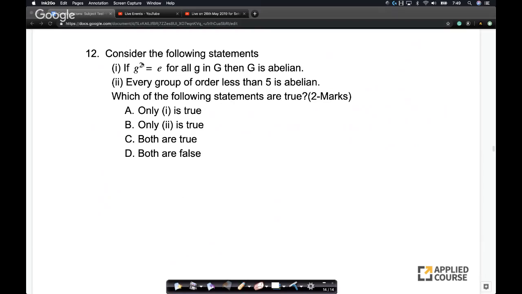So what is the first statement here? If g squared equals E for all g, then G is abelian. We've actually proved this in the course videos, right? I've written this slightly differently. We can write g squared equals E as g equals g inverse. So we have proven that if g equals g inverse, then G is an abelian group.